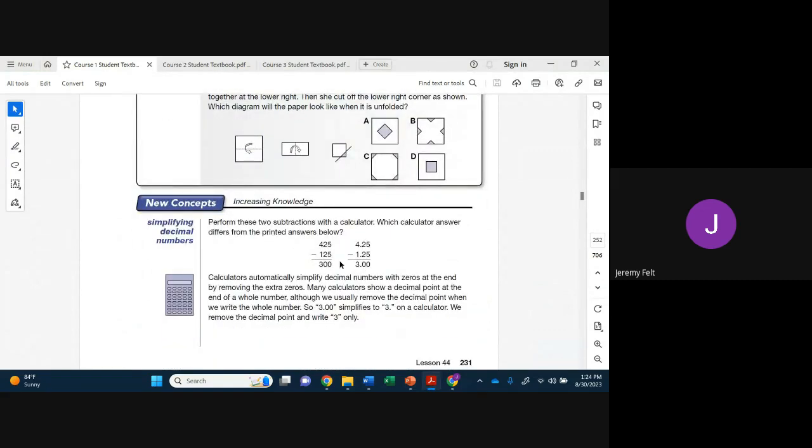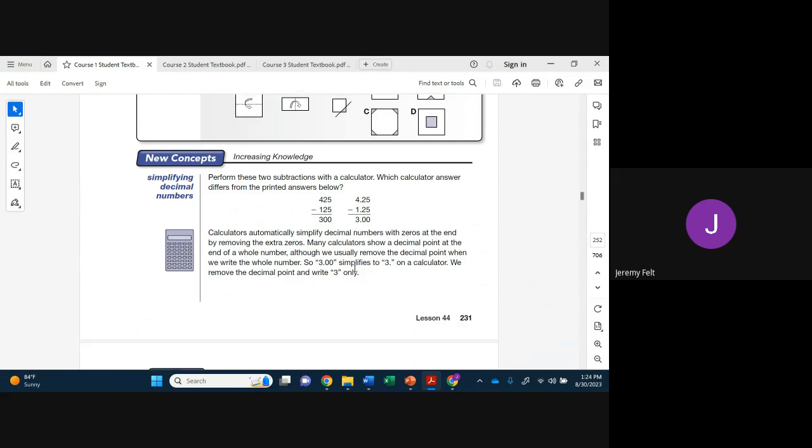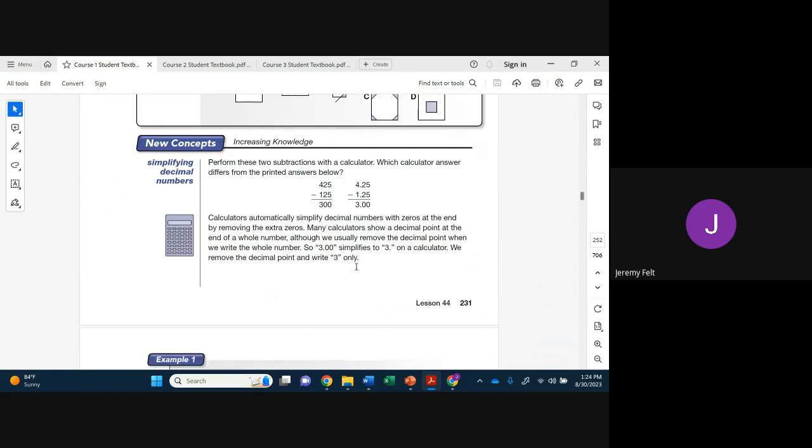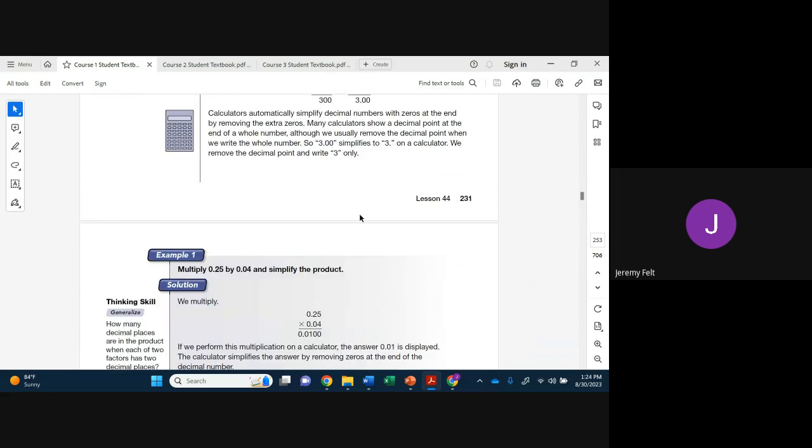Okay, so when we add or subtract, we want to make sure that all of our place values line up. If we have a decimal number, what's nice about that is we just line up the decimal and automatically all the other place values are going to line up. So we're looking here. If we have 425 minus 125, we get 300. If we get 4.25 minus 1.25, we get 3.00. So that decimal lines up, and it's essentially the same exact mechanics of subtracting a 3-digit number as it is this 3-digit number, even though we have the decimal. As long as the decimal is lined up, it's the same process.